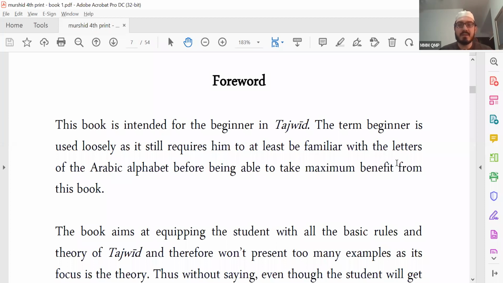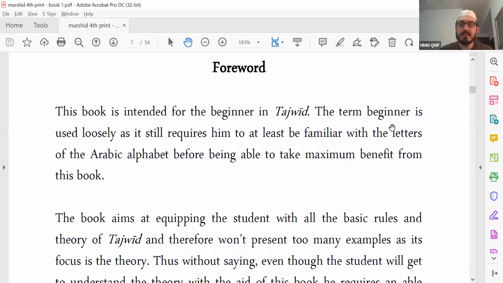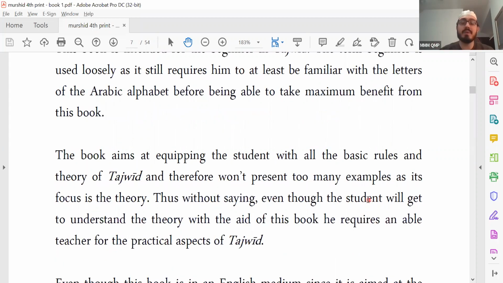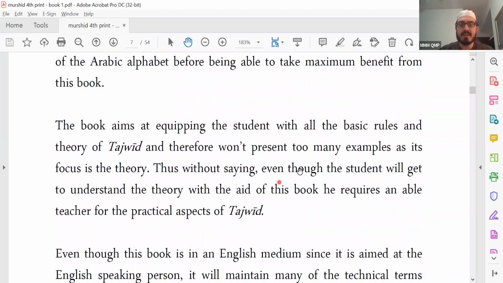So this book is intended for the beginner in Tajweed, okay? And the term beginner is used loosely, as it still requires him or her to at least be familiar with the letters of the Arabic alphabet, right? So you should be able to recognize, of course, alif, ba, ta, and this is covered in the other course. So if you do not know how to recognize or read the letters, then I advise you to take that class, inshallah.